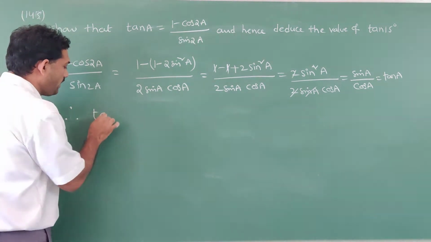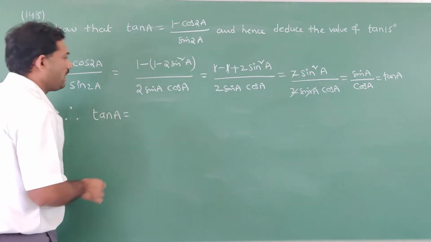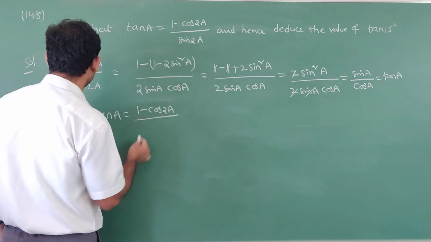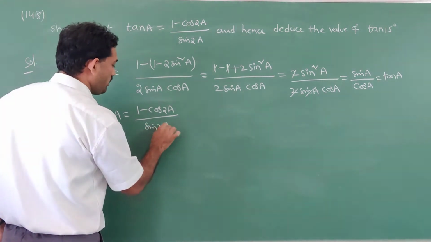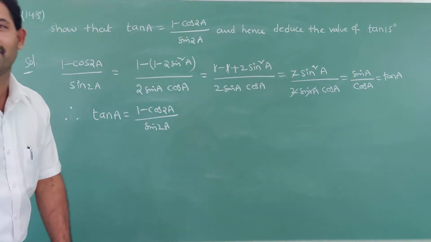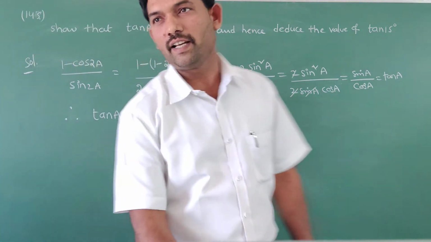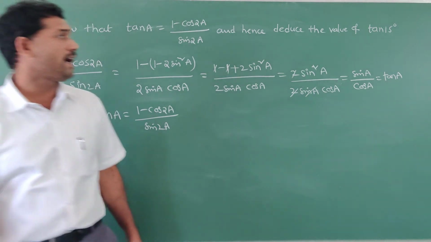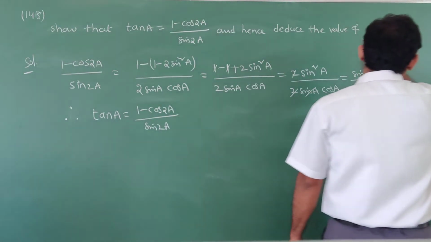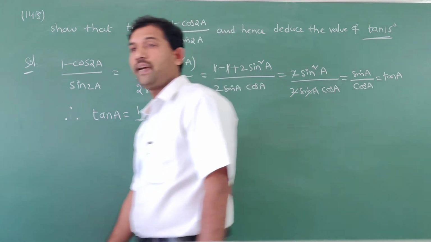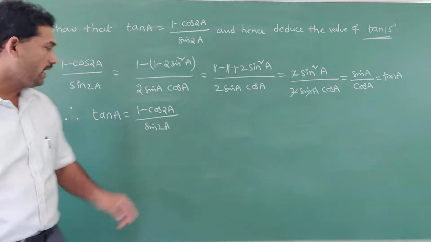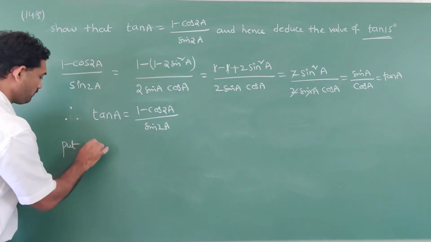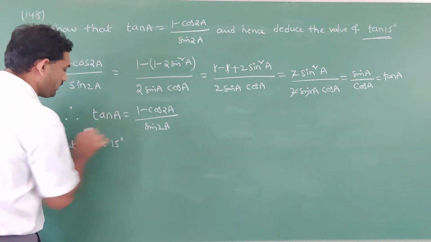Therefore tan A is equal to 1 minus cos 2A divided by sin 2A. This is like formula 1. Now, our aim is tan 15 degrees. Using this value, you simplify tan 15 degrees. Okay? So in place of A, put A equal to 15 degrees. Then what happens?